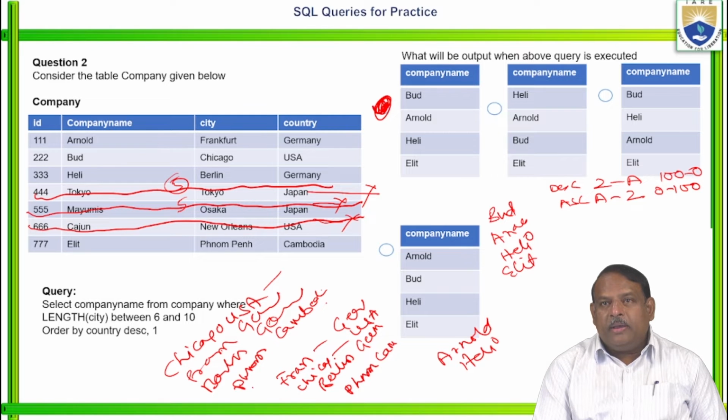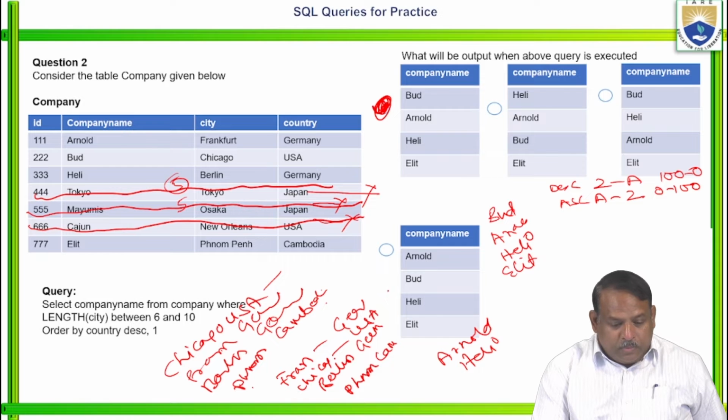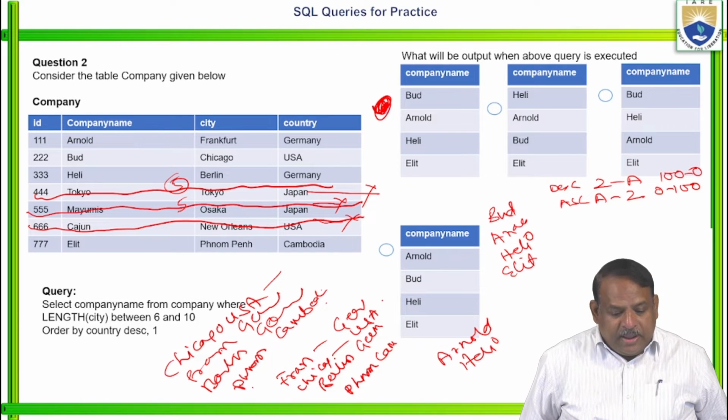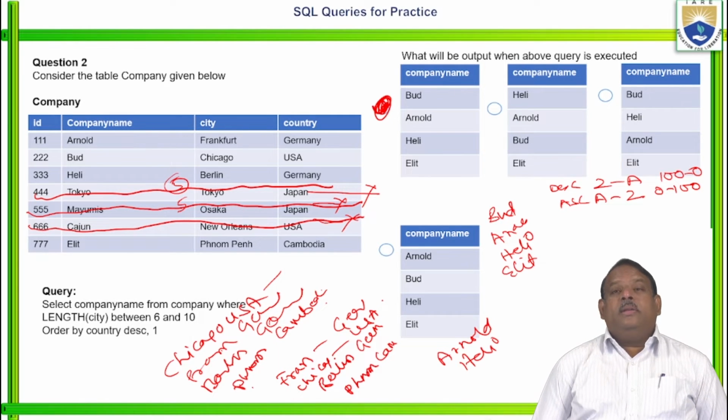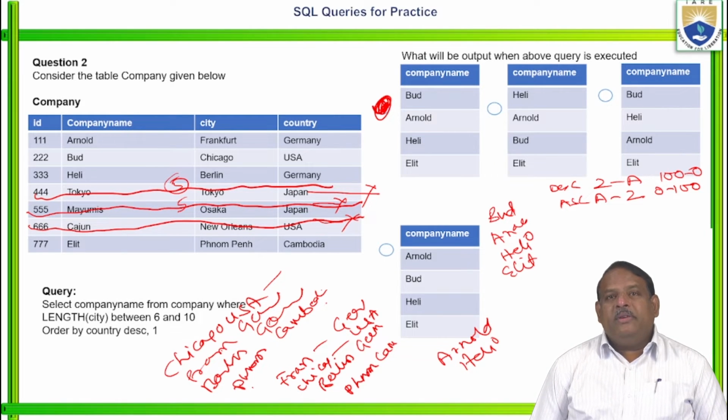So we have to apply once again the secondary sort. So for Germany we have Arnold and Heli. As we need to sort by company name, A comes first. So Arnold. So the answer is Bud from Chicago, Arnold from Frankfurt or Germany, and for Berlin we have Heli, and Elite for Phnom. So the answer is A.